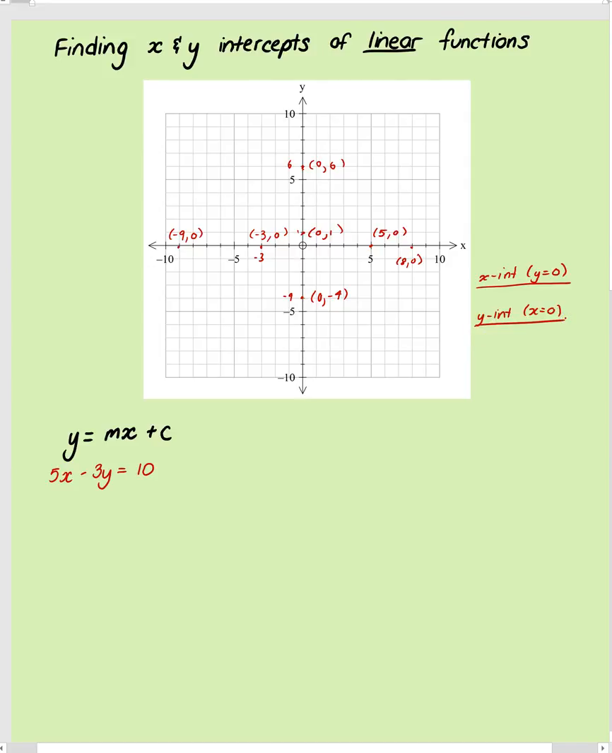So if you know those two simple things, it's actually quite easy then to find the x and y-intercept of any straight line. And once we know those 2 points, it's quite simple to sketch the graph. So let's consider this graph here.